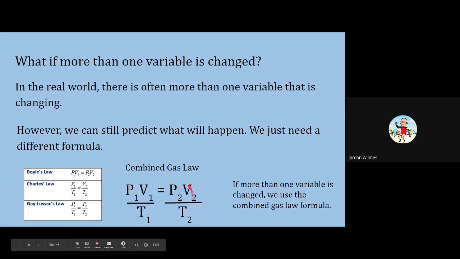So when do we use this? We're going to use this formula anytime there's more than one variable that's changing. If they're all changing over the course of the event, then we have to use the combined gas law formula. Which means you're probably going to be given 5 pieces of information and you're going to be missing one of the variables.